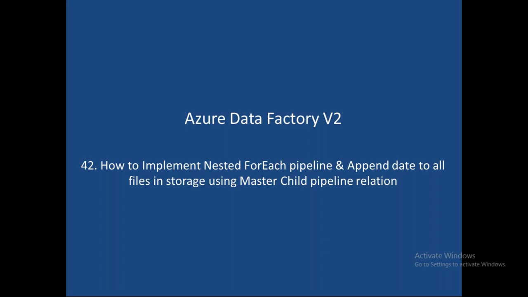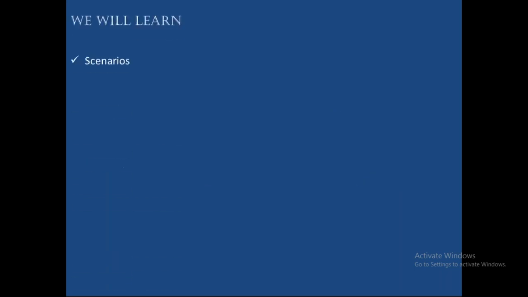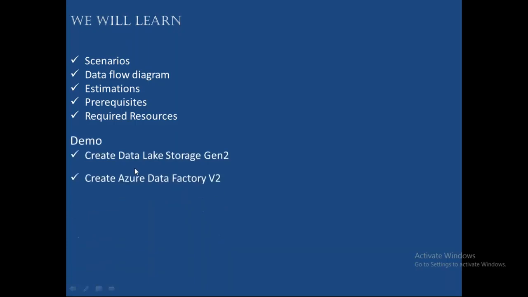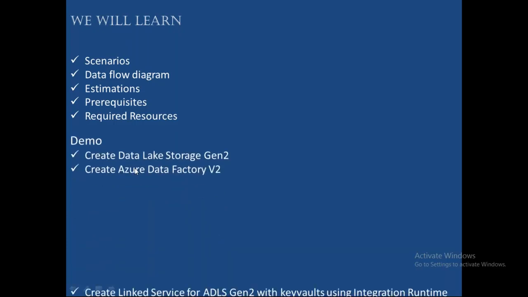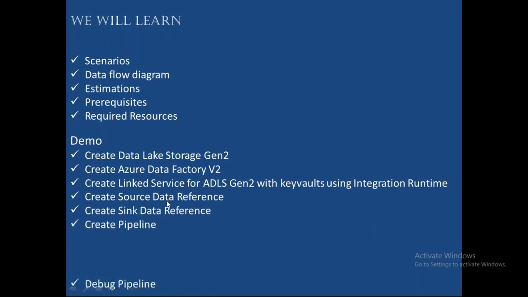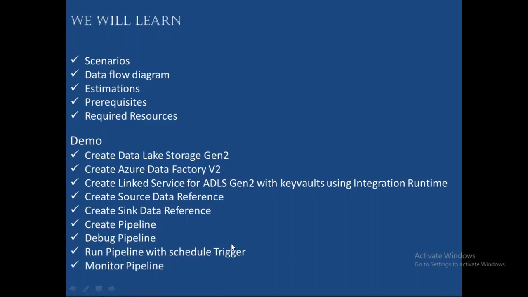Okay, fine. So in today's session we will learn about scenarios, data flow diagram, estimations, prerequisite and required resources, all these things. Demo is we will create data lake storage gen 2, then we will create data factory v2, we will create a linked service for data lake storage gen 2 with keywords using integration runtime. Then I'm going to create source data reference, create sink data reference, create pipeline, debug pipeline, and we are going to run pipeline with schedule trigger, then monitor pipeline.